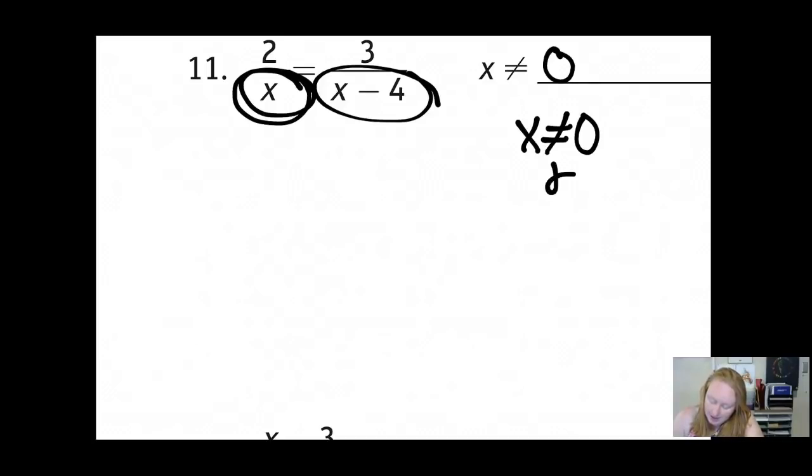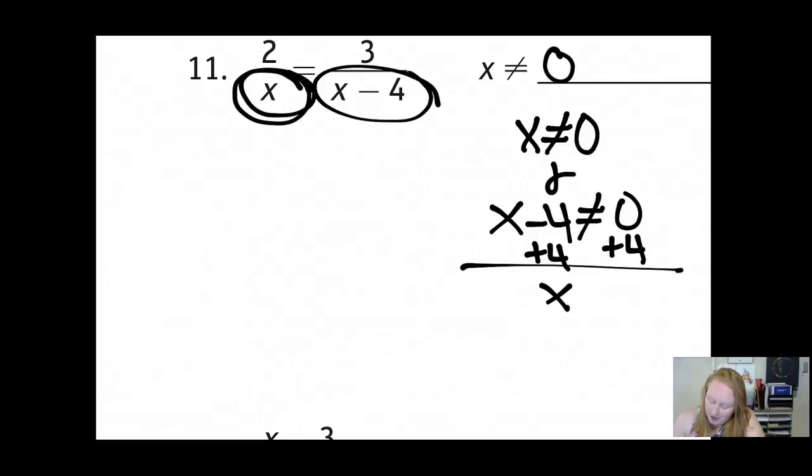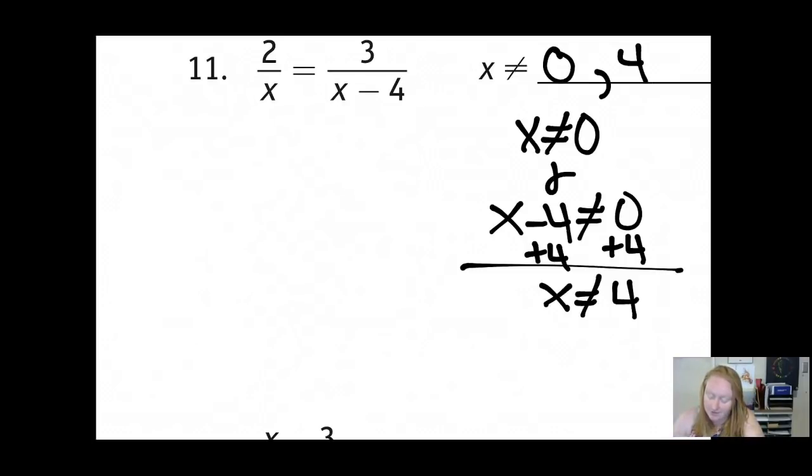And I get x minus 4 can't equal 0. So now I got to do a little math. Got to add 4 to both sides. And I get x cannot equal 4. Okay, so it can't equal both of those things. Now that I've taken care of that, I can do some math.